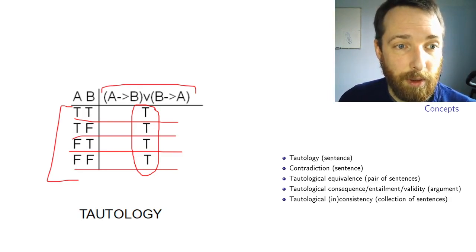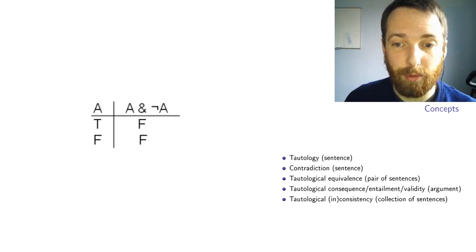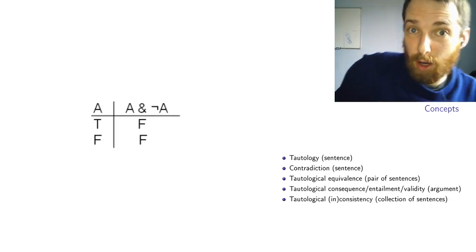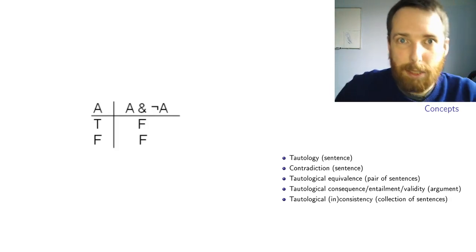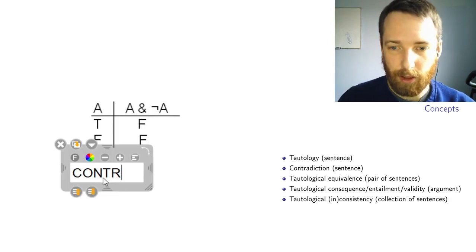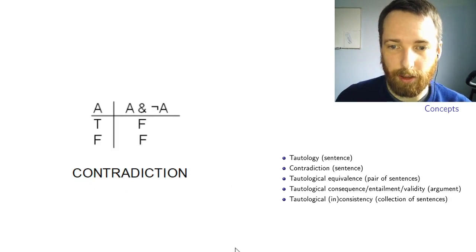Conversely, a contradiction is a sentence where you have false all the way down, because a contradiction is something that it's impossible for it to be true. So here we have a contradiction: A and not A. Can't ever be true.